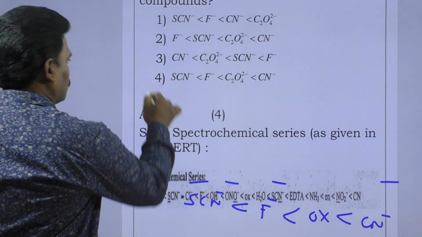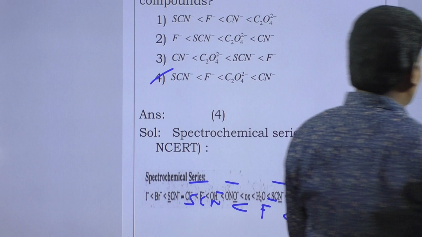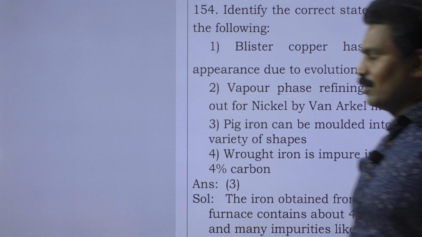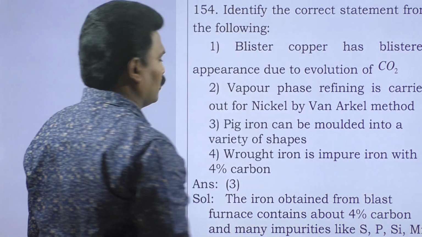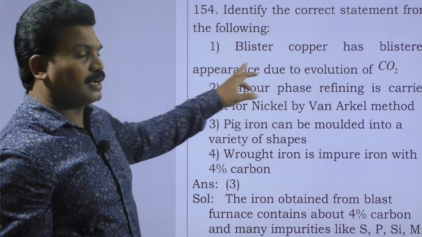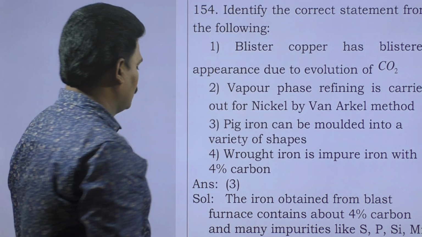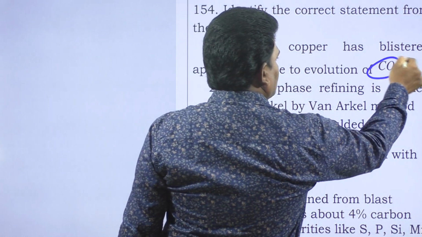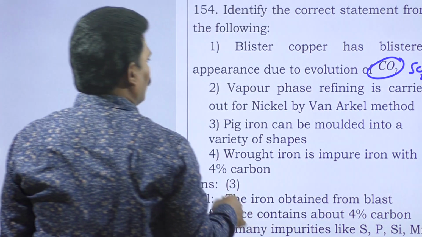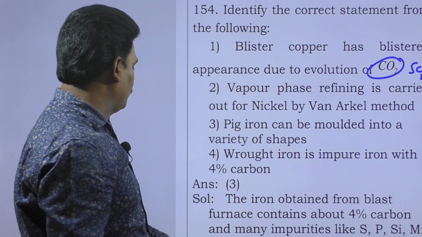Okay, the option is the fourth option. And then go to question number 154. Identify the correct statement from the following. Blister copper produces CO2 gas, no, it produces SO2 gas. Blister copper produces SO2 gas. It is not correct.